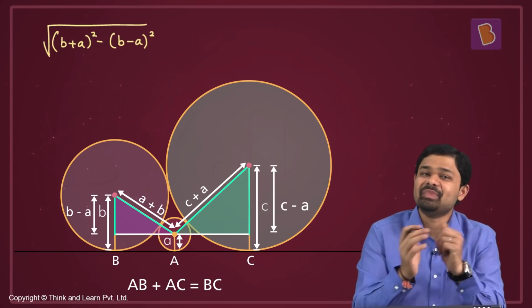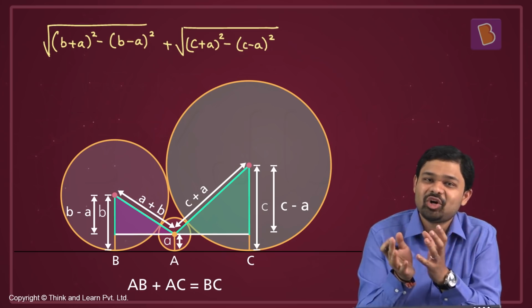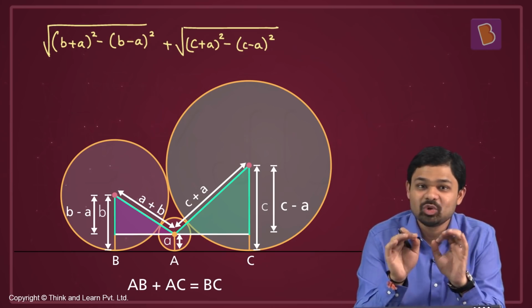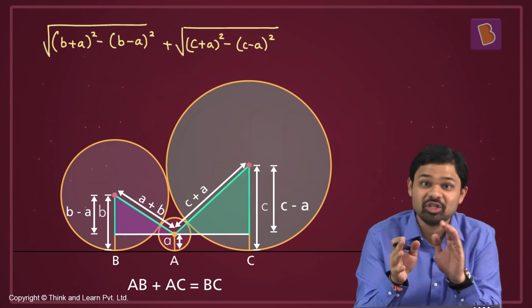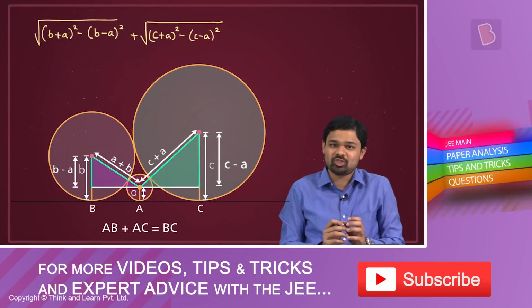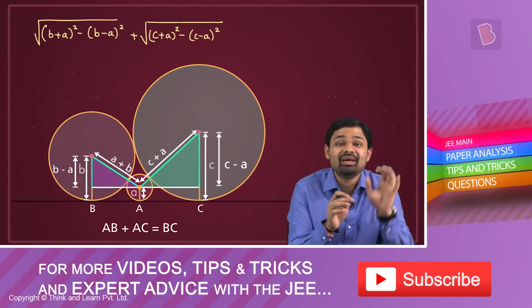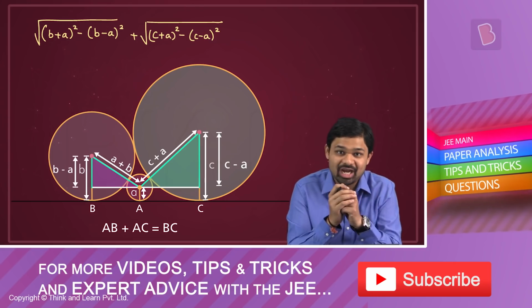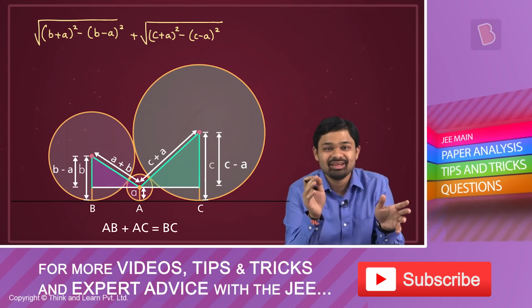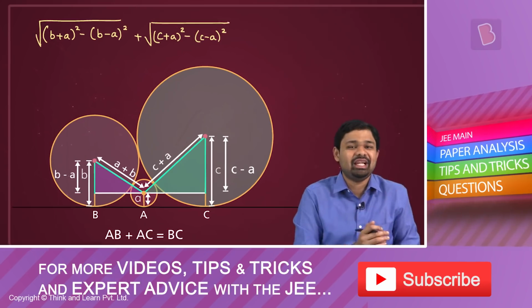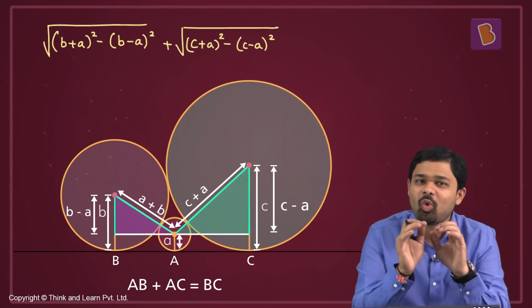So this is AB, this is AC. Very simple Pythagoras theorem. So AB will be the under root of B plus A the whole square, which is the hypotenuse, minus B minus A the whole square, and AC will be the under root of C plus A the whole square, which was the hypotenuse, minus C minus A the whole square, which was the length of the other side. Now what is BC?